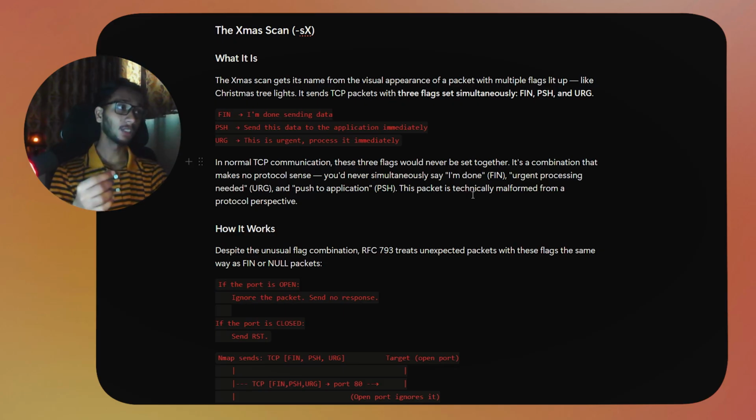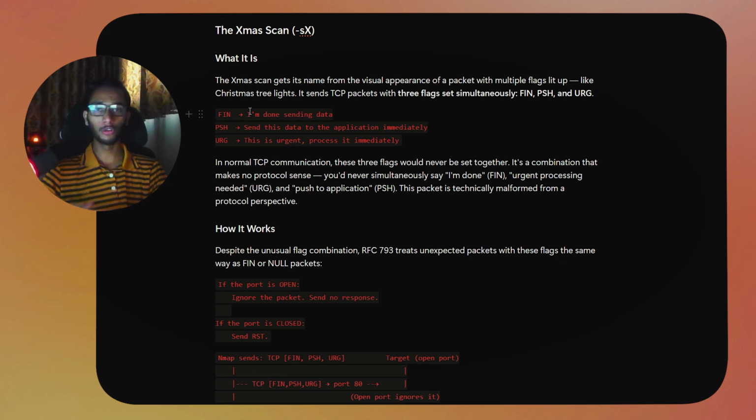Now with the XMAS scan, what happens is that in the TCP packet we have three flags enabled. One is the FIN, another is the PSH, and another is the URG. If you remember, I talked about that FIN means I am done sending the data and I want to close the connection. PSH, or push, means send this data immediately to the application. No, you don't have to wait.